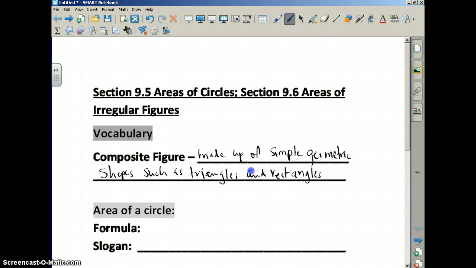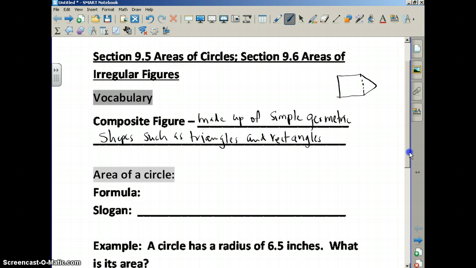Now, a good example of a composite figure is some stuff that you were doing on your greenhouse projects. Let's look at maybe something that looks like this. I think one of you had a base that looked like that. And you can make that into a composite figure. And there we have a rectangle and a triangle. We're going to get to that in just a second, but let's talk about the area of a circle first.